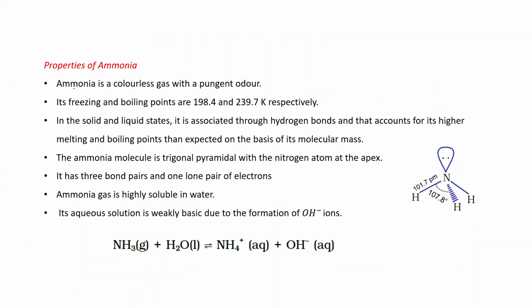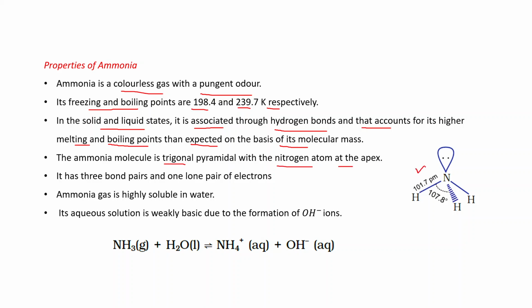Now, properties of ammonia. It is a colorless gas with pungent odor. Its freezing point and boiling point are 198.4 and 239.7 Kelvin respectively. In solid and liquid states, it is associated through hydrogen bonds. That accounts for its higher melting and boiling points than expected on the basis of its molecular mass, because of hydrogen bonding. Ammonia molecule is trigonal pyramidal with nitrogen atom at the apex.